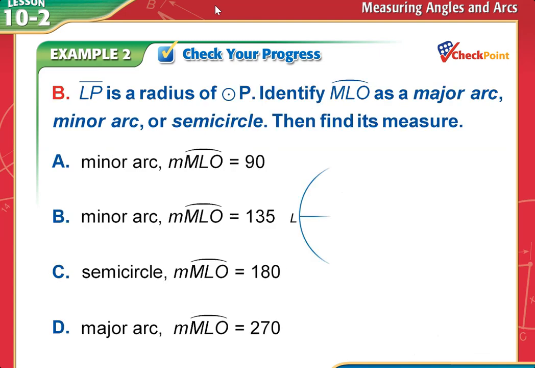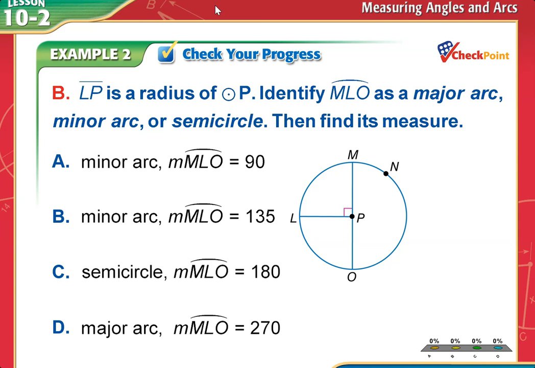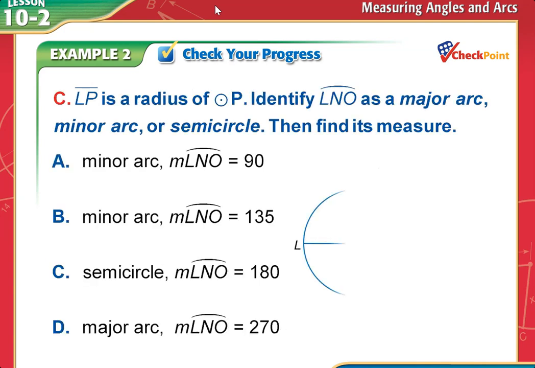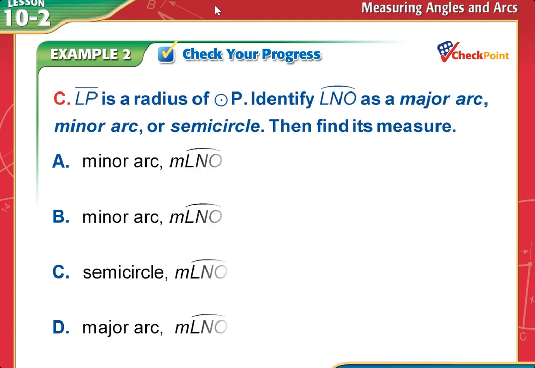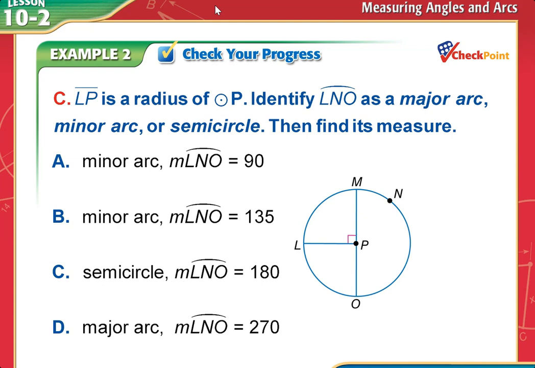Check your progress on this one too. Arc MLO. You are correct if you said semicircle. It's 180 degrees. And then finally LNO. Starting here at L, going around, it's a major arc. You are correct, major arc.